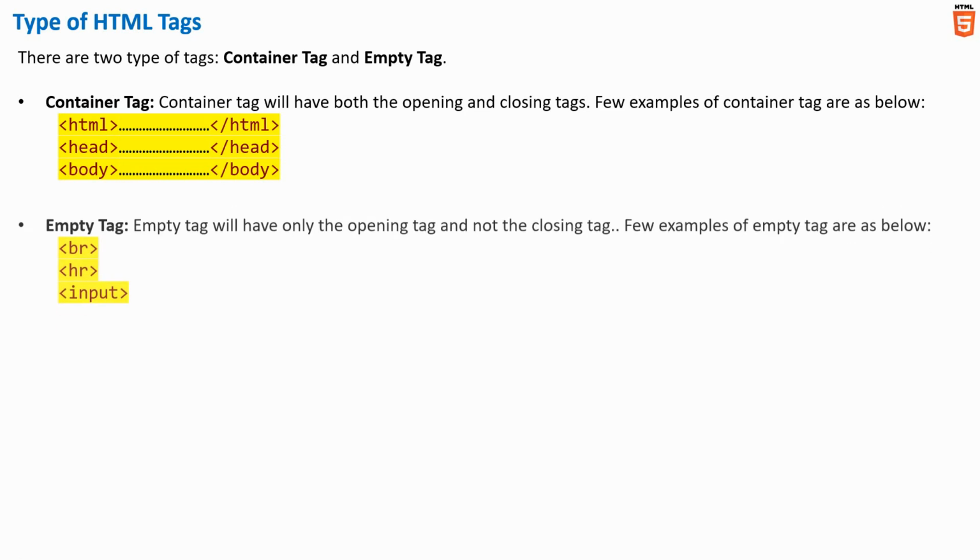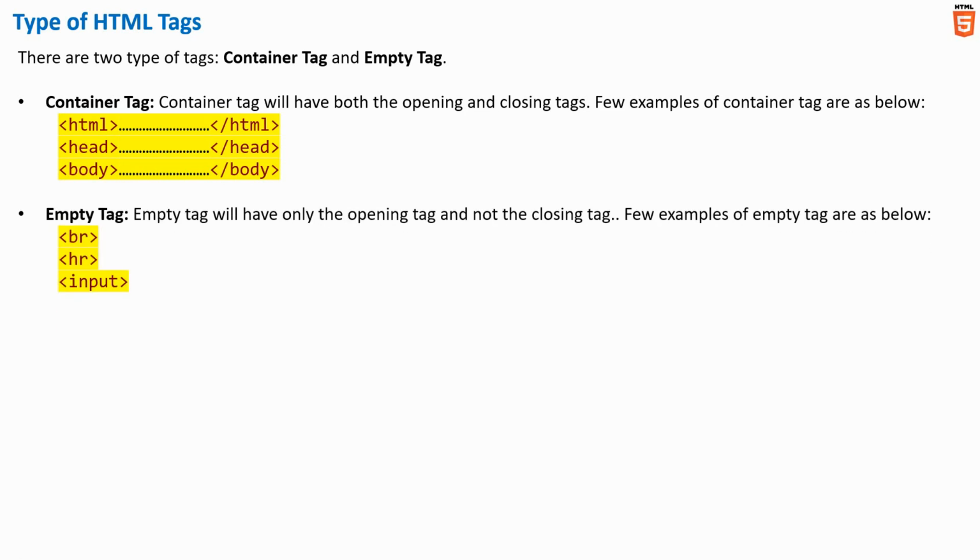Now the second type of HTML tag is an empty tag. Now what is an empty tag? An empty tag will have only the opening tag and not the closing tag. Please remember that an empty tag will have only the opening tag and not the closing tag because it does not have any content to display. Now a few examples of the empty tag are the BR tag, the HR tag or the input tag.